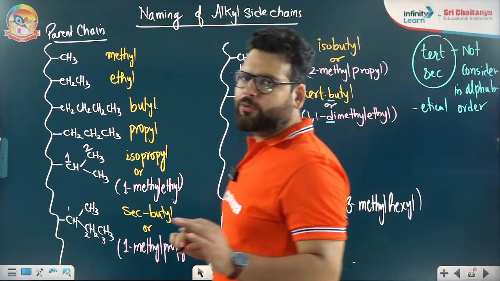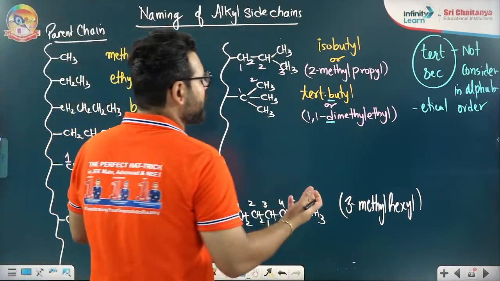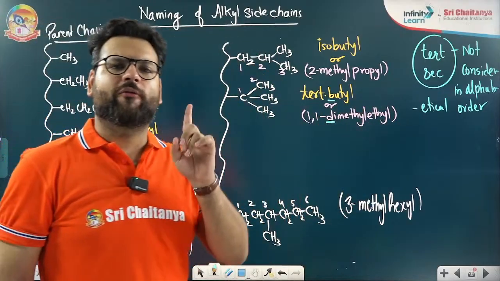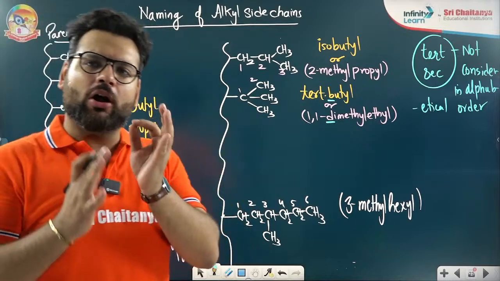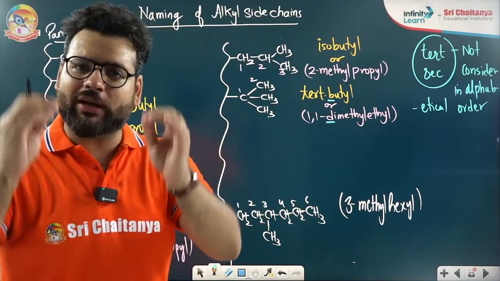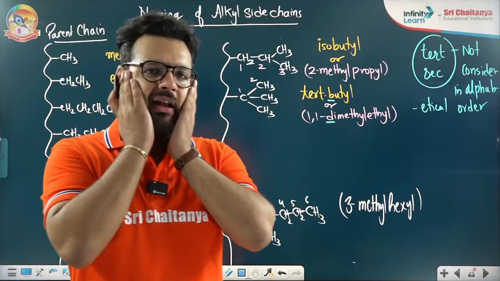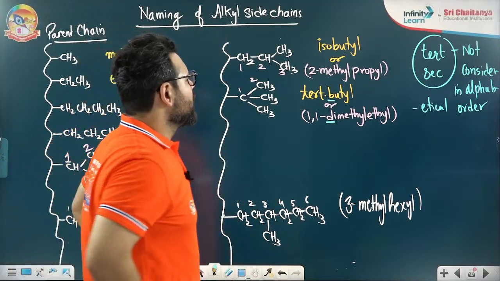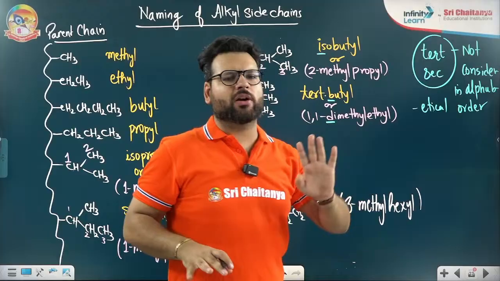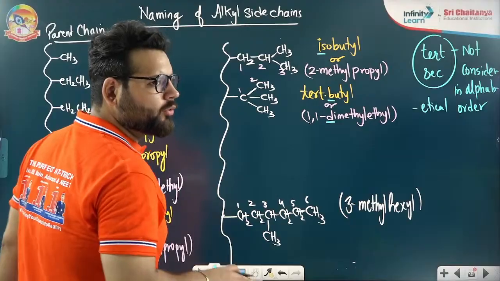Okay, so tert-butyl starts with a B, sec-butyl starts with a B. But a bracket like dimethyl ethyl starts with a D only. The first alphabet of a bracket will always be considered, whether it is sec, bi, tri, di, tetra, whatever it may be. The first alphabet of the bracket is always considered for alphabetical preference. Iso is considered, neo is considered, only tert and secondary, these two are not going to be considered.